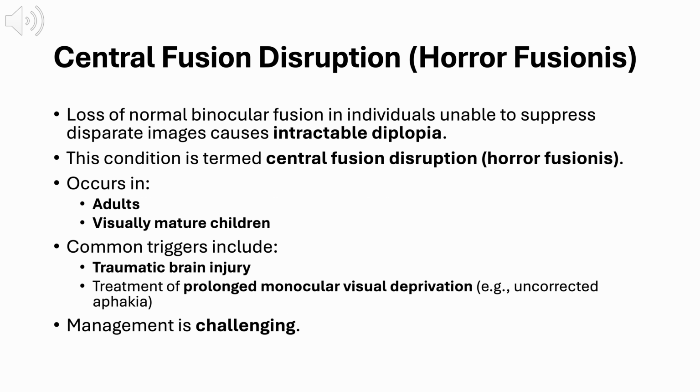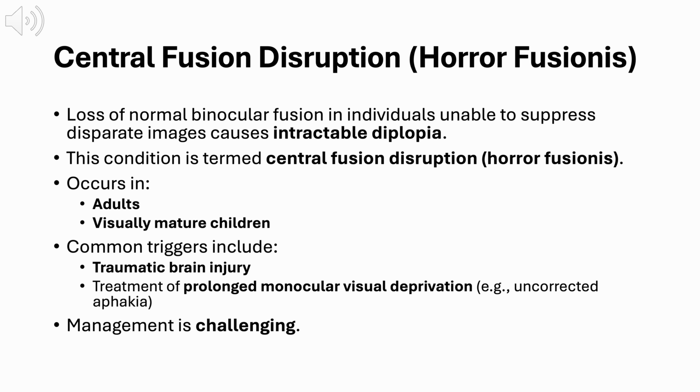This slide introduces a rare but very important concept. What happens when the brain can neither fuse images nor turn one off? Central fusion disruption, also called horror fusionis, means the visual system has lost the ability to combine images from the two eyes, and at the same time cannot suppress one of them. The result is constant, intractable diplopia.